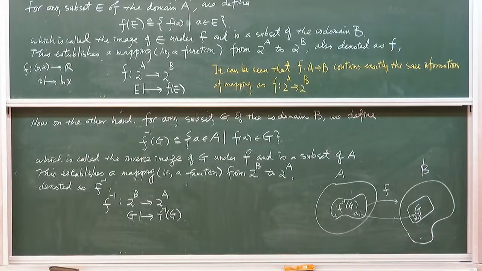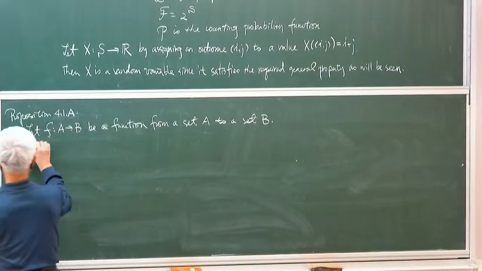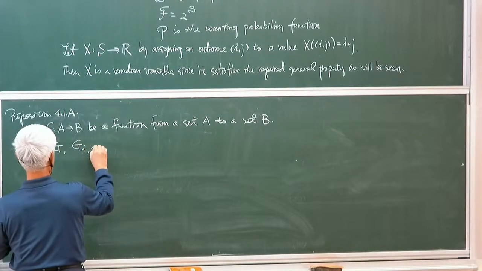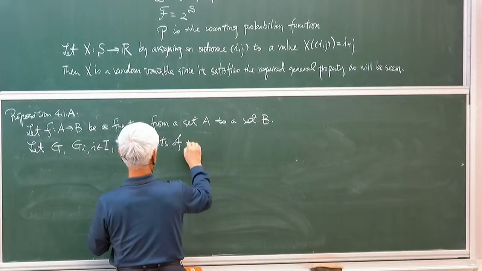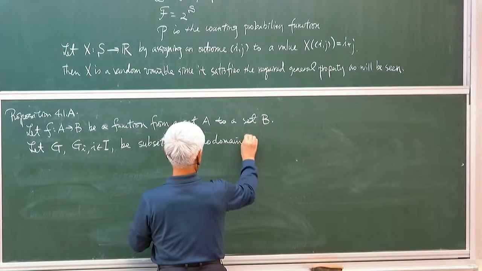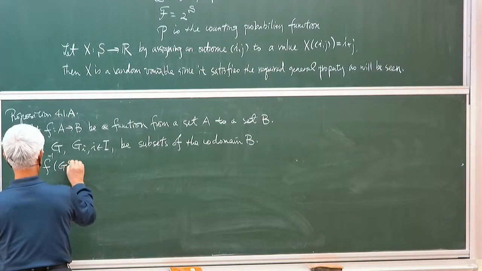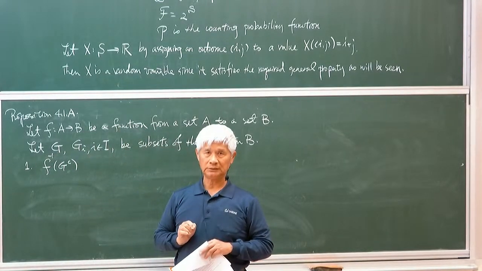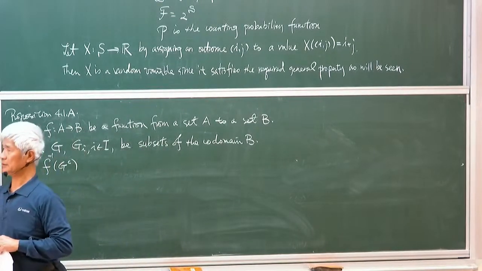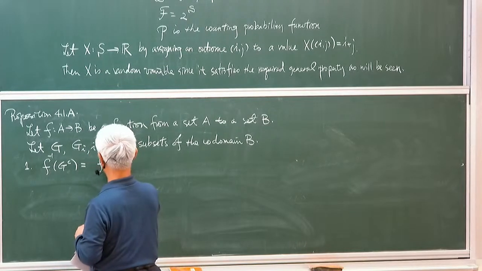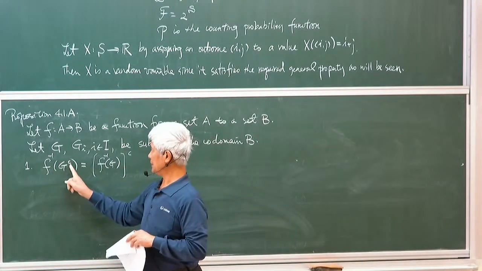Let F be a function from a set A to a set B. We let G sub I, for I in an index set, be subsets of the codomain B. Now, first property: the inverse mapping of the complement of G is equal to the complement of the inverse mapping of G. So the inverse mapping and the complement commute.